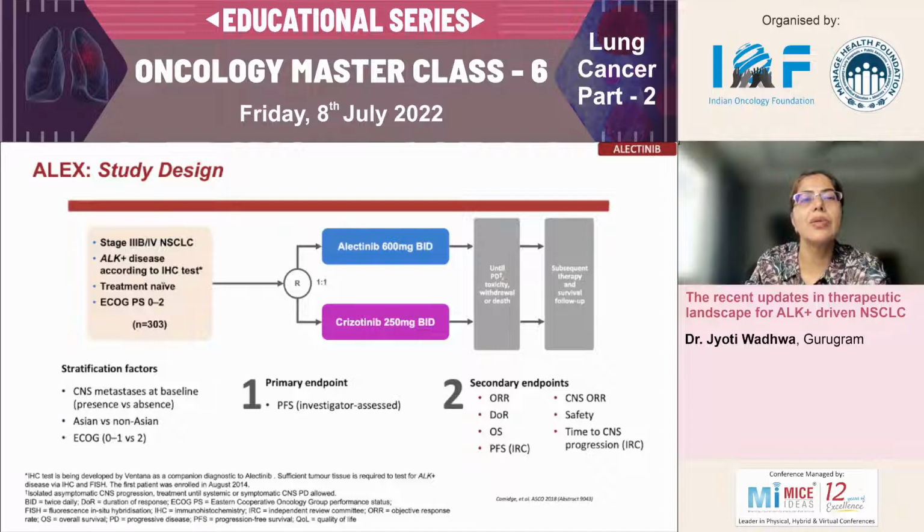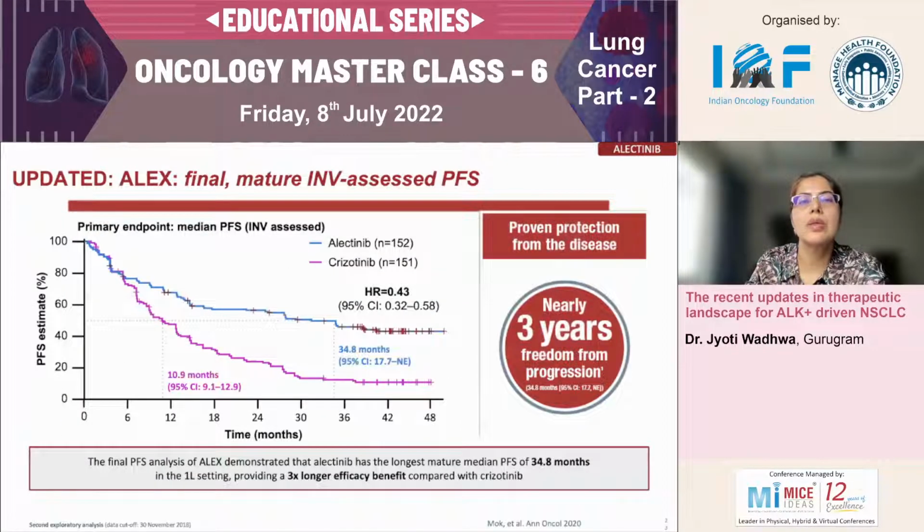Now, the ALEX study had included advanced non-small cell lung cancer harboring ALK gene rearrangement as per the IHC test. The patients had to be treatment naive and in good performance status. The patients were randomized 1:1 to receive alectinib in the standard dose of 600 milligrams twice a day, or crizotinib in the, again, standard dose of 250 milligrams twice a day. Patients were stratified as per the CNS metastasis presence or absence. Also, stratification was done based on whether they were Asians or non-Asians and what was the performance status. The patients were followed until disease progression or unacceptable toxicity.